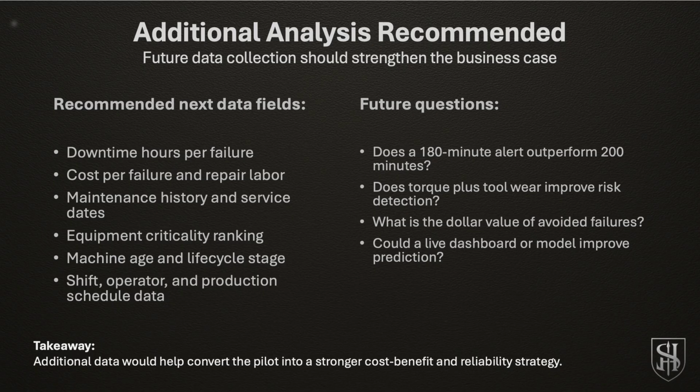The fourth recommended field is equipment criticality ranking. In practice, not every machine carries the same operational importance. Machines tied to bottleneck processes or critical production lines should receive higher maintenance priority than lower impact equipment. The fifth recommended field is machine age and life cycle stage.